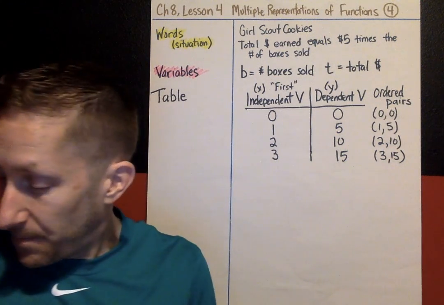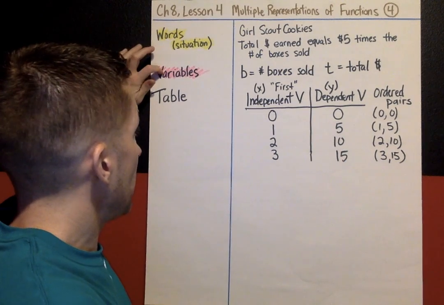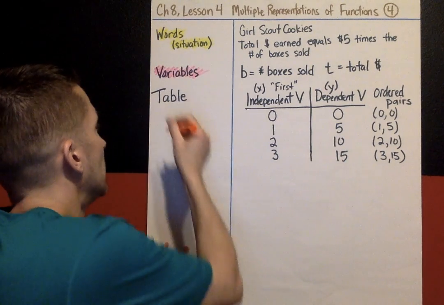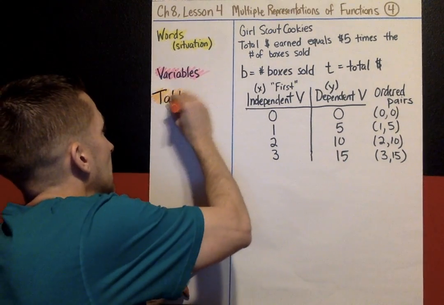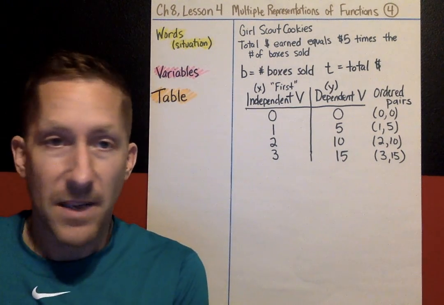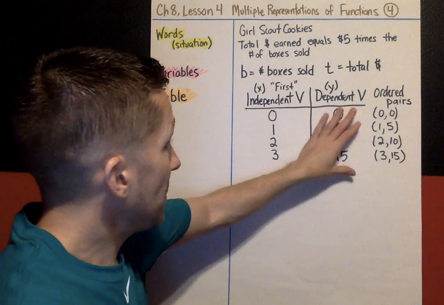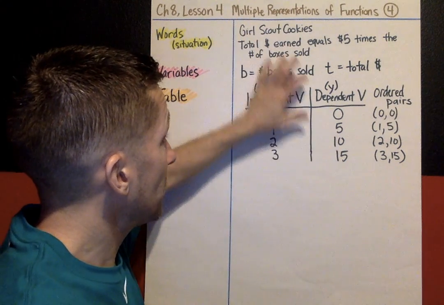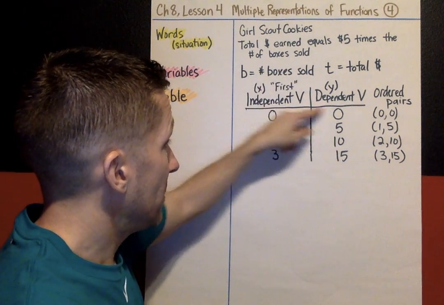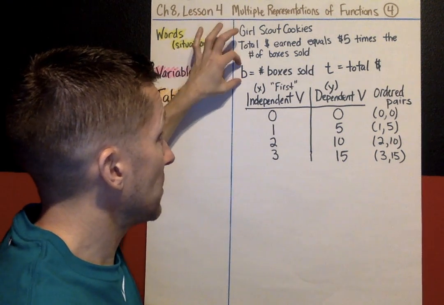Okay, so words, variables, table. Table is a big one. You're going to hear me say a lot, make a table, make a table. Here's a table for our Girl Scout cookie situation right here. This function table comes right from this, and these are our variables.